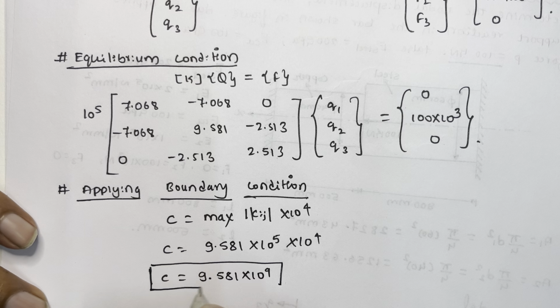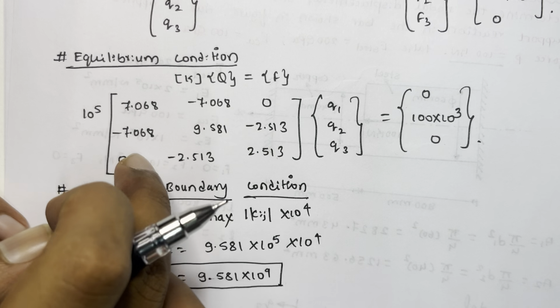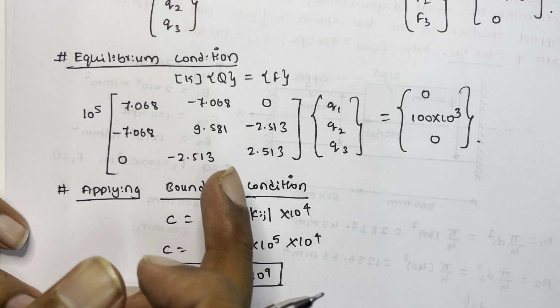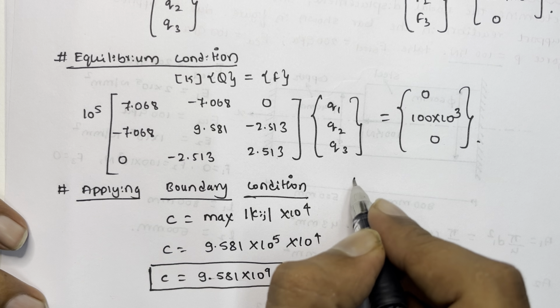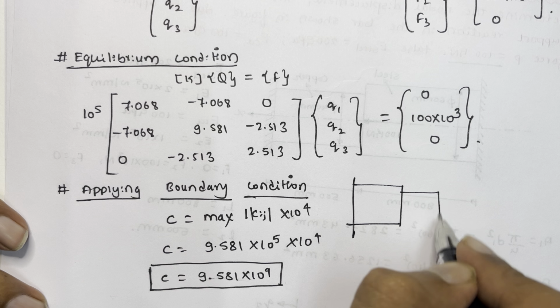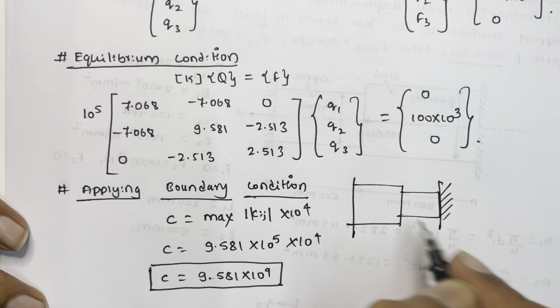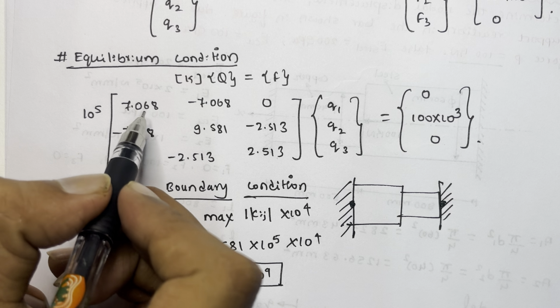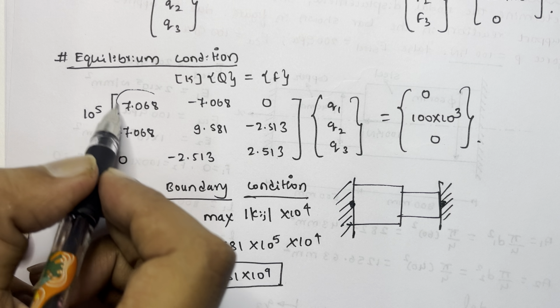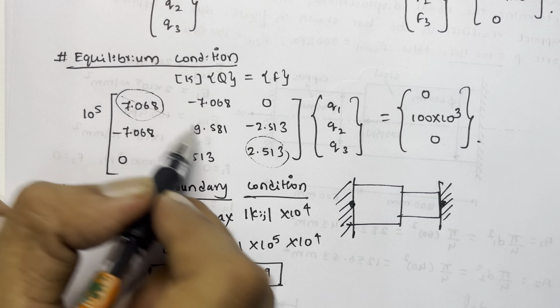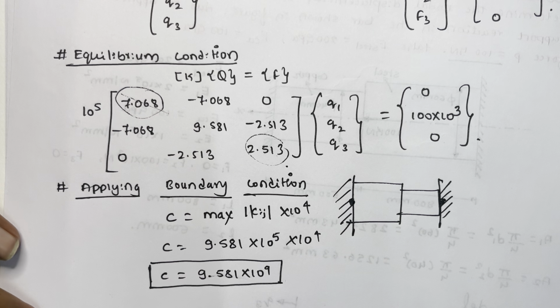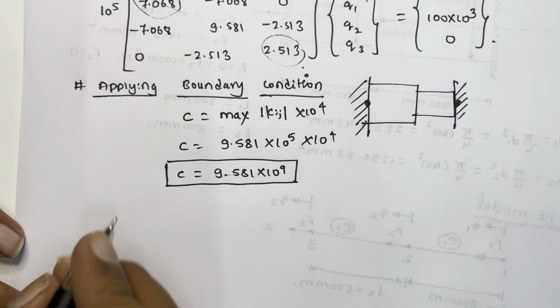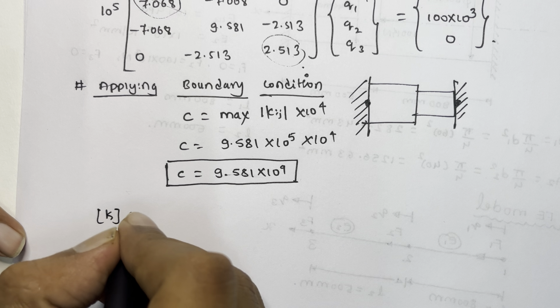We have to add this stiffness value to the stiffness matrix where we have the fixed end. So in this problem, this is the stepped bar which is fixed at both the ends. Here it is q1 and here it is q3. So we have to add this C value to the first element and the last element in the diagonal. Okay, so after adding we'll get that K value, that is the stiffness matrix.